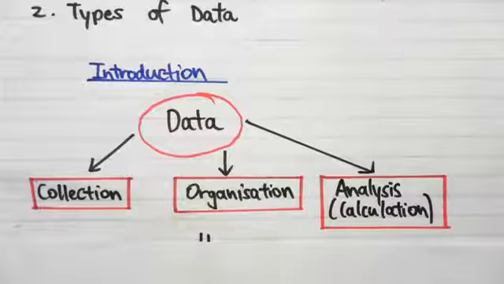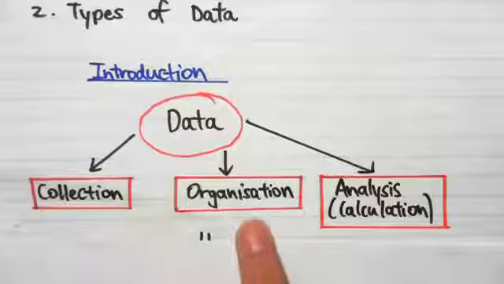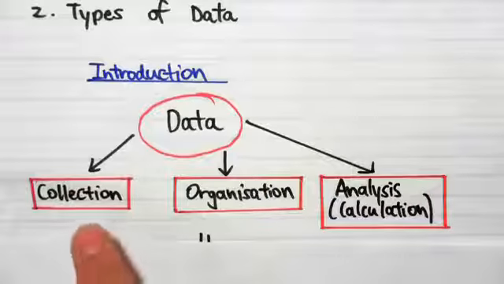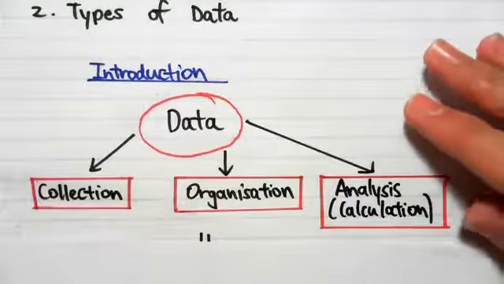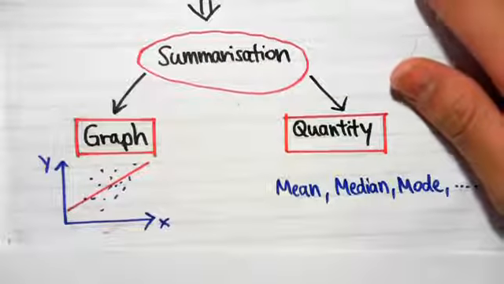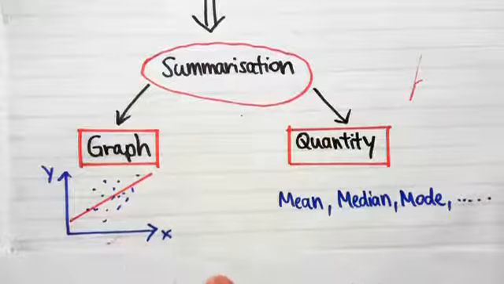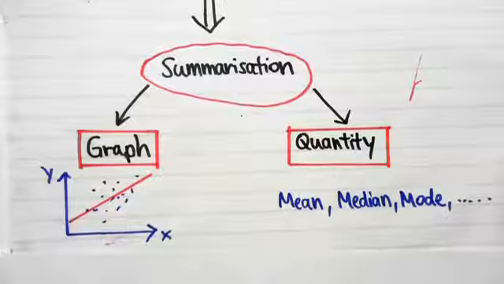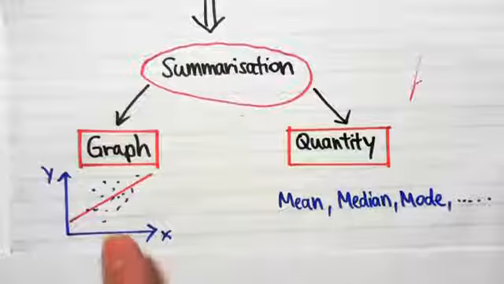Statistics involves the collection, organization and analysis of the data that we use. If we're using these three procedures, we can then make a summarization by plotting graphs and also calculating quantities such as mean, median, and mode. And so we can then make a conclusion based on these two results.